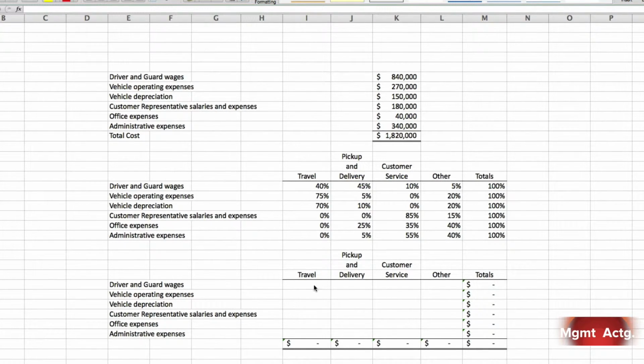Our job is to figure out what the costs are. So in other words, in the activity cost pool of travel, what's the total? Well, the total is 40% of 840, 75% of 270, 70% of 150, and then nothing of these. But then we have to do the same thing for the second column, the same thing for the third, the same thing for the fourth.